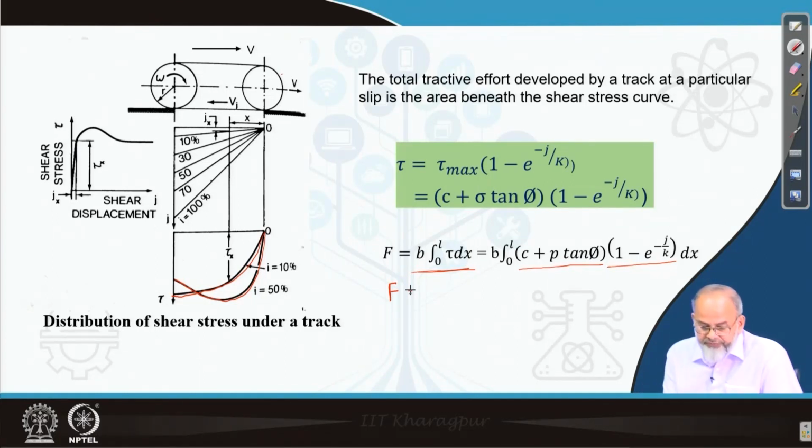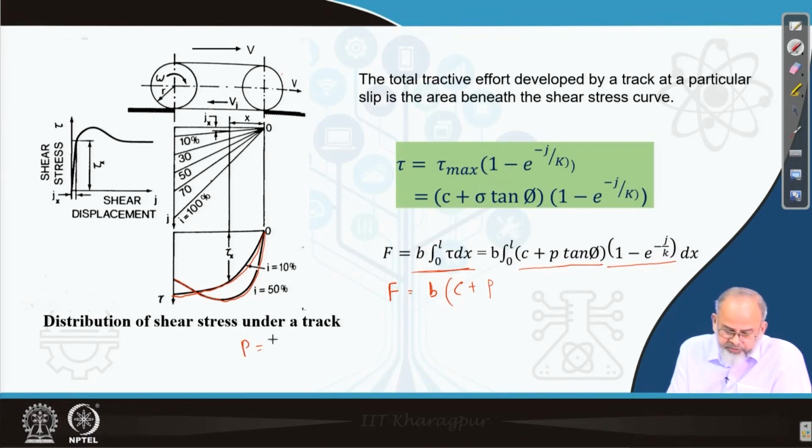Now the final expression for this will be, F will be equal to B into C plus, and P I can write as W, since we have assumed P is equal to W by BL, assuming that the pressure is constant beneath the track. So W is the weight, B is the width of the track, L is the length of the track. So W by BL will give you the contact pressure. So instead of P, I can write W by BL.